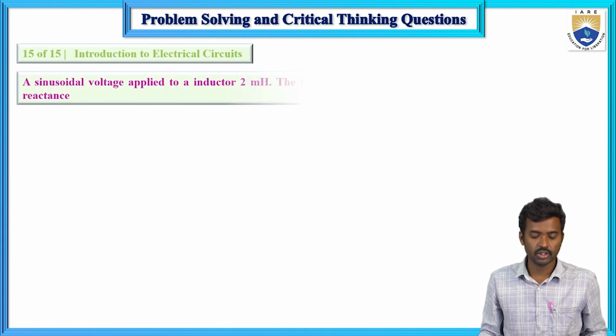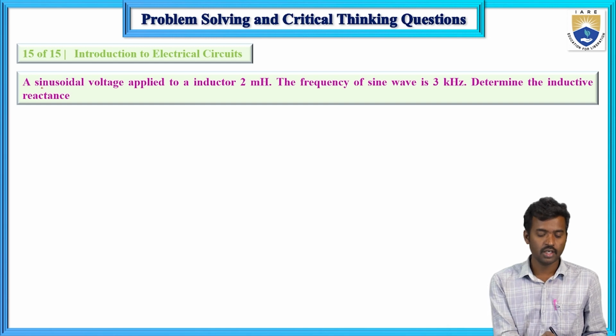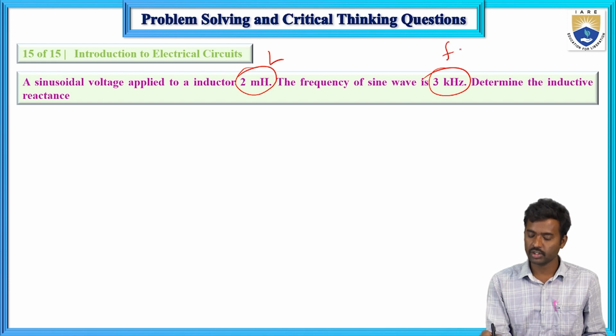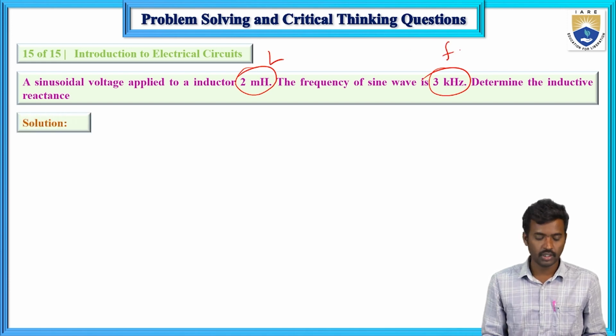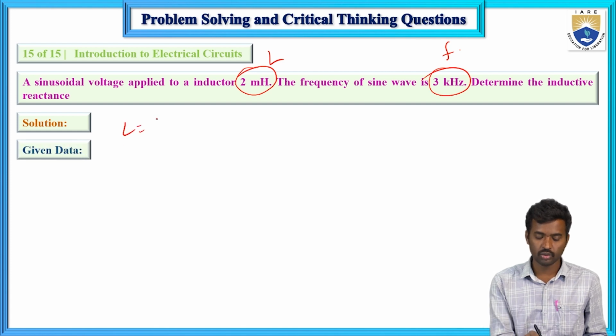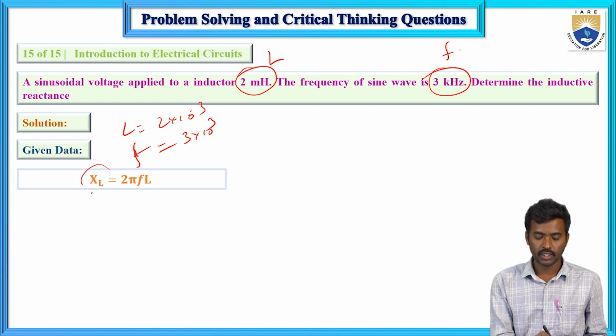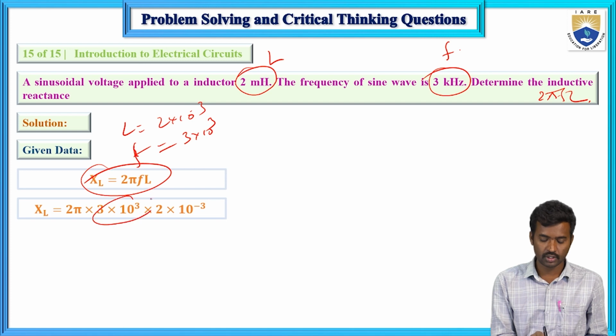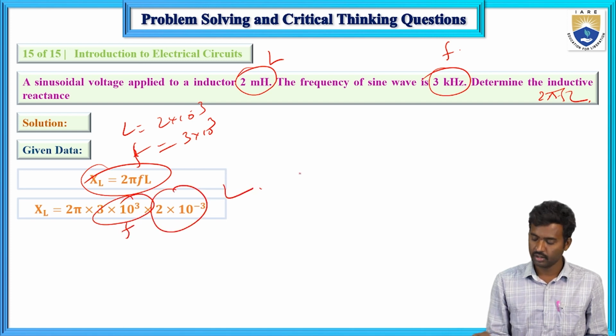Now next, 15th question regarding inductive reactance. A sinusoidal voltage is applied to an inductor of 2 millihenries. Now the frequency of the sine wave is 3 kHz. Same, this is the L and this one is the F, determine the inductive reactance. Now the given data, L equals 2 into 10 power minus 3 and F equals 3 into 10 power 3. Now inductive reactance equals 2 pi FL. Substituting F and L, we get 37.66 ohms.